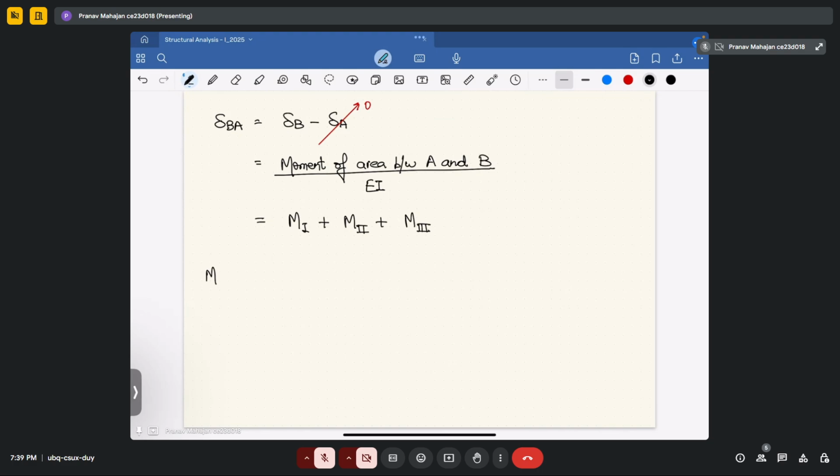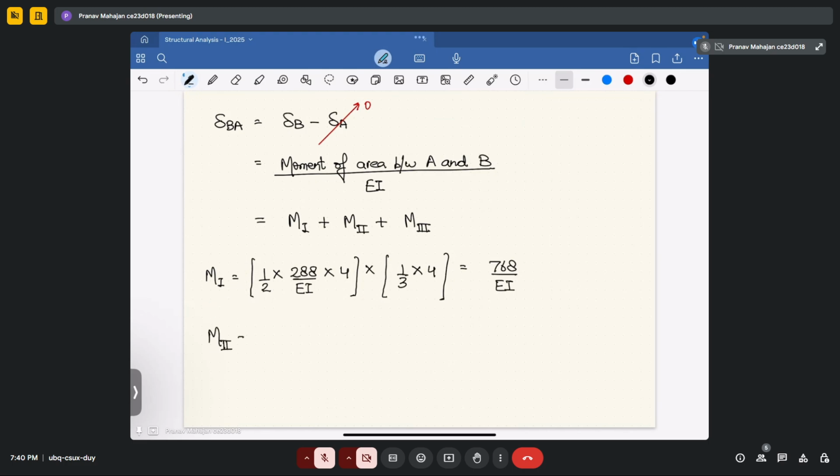So your moment 1 is due to shear, that is the value of shear VA, and it will be equal to 1 by 2 into 288 upon EI. What is the total length? Total length is 4. Since you are considering the moment from B, that will be 1 by 3 of 4, and that will be equal to 768 upon EI.